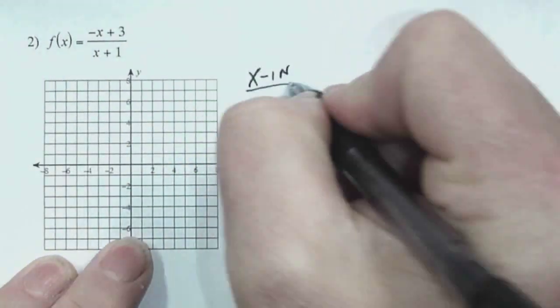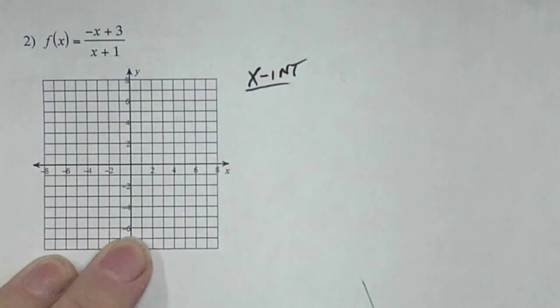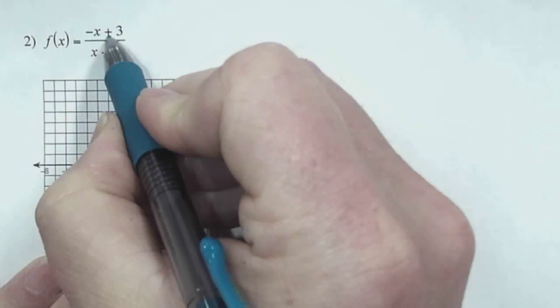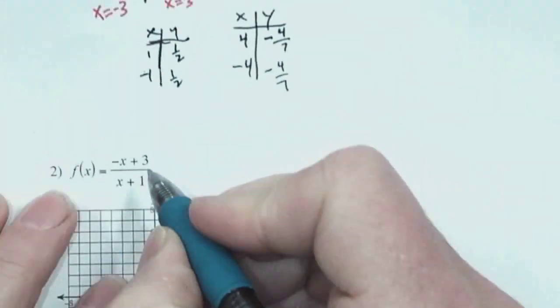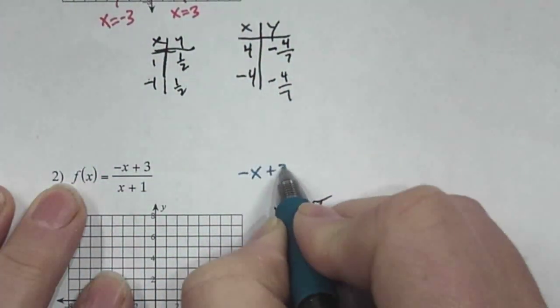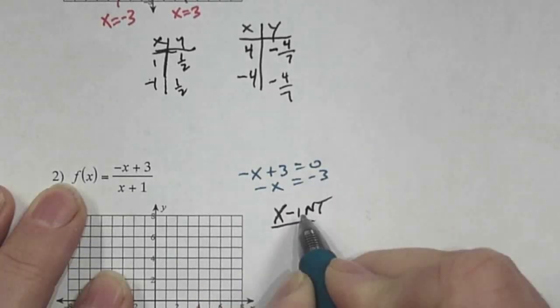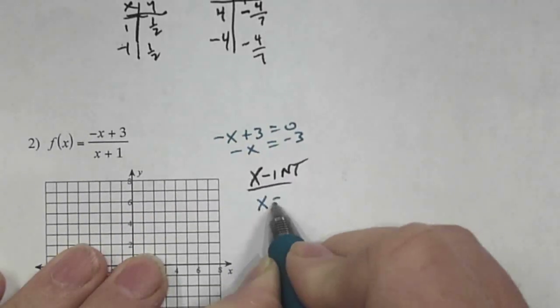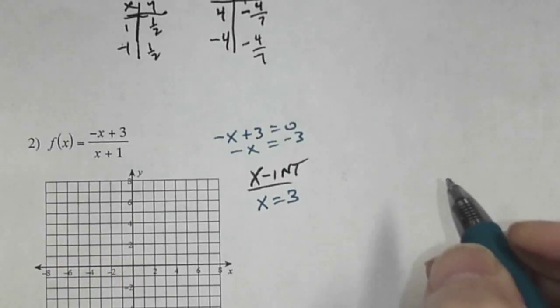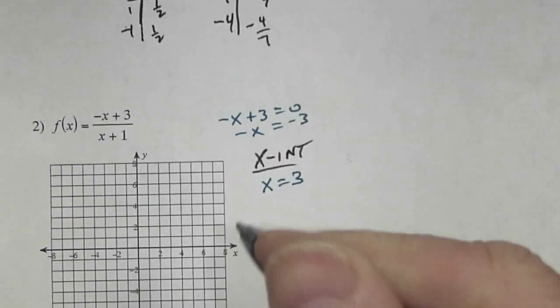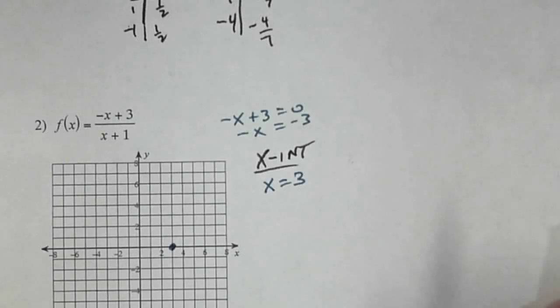The x-intercept. Okay, that's when the numerator was 0, right? So when will the top equal 0? Now, it might throw you off, that negative x. Negative x plus 3 equals 0. That means negative x equals negative 3. That means x equals positive 3. So it's going to cross the x-axis at positive 3. That's exciting.